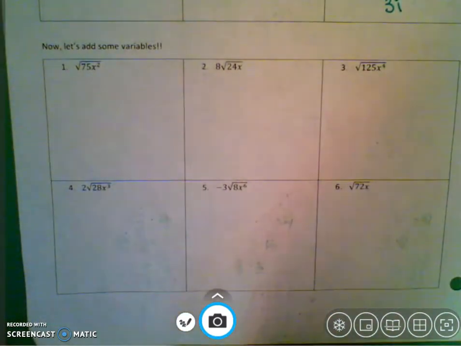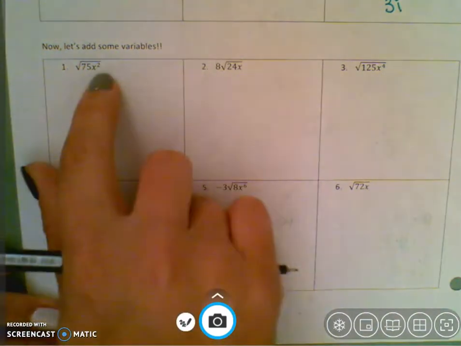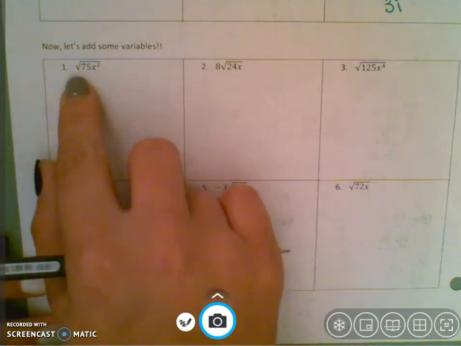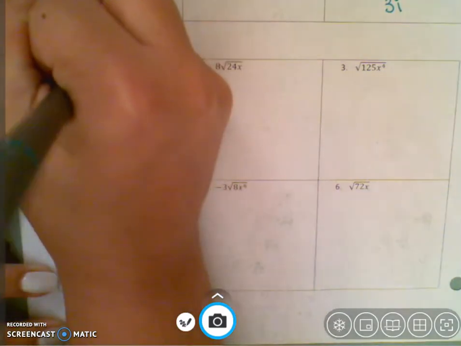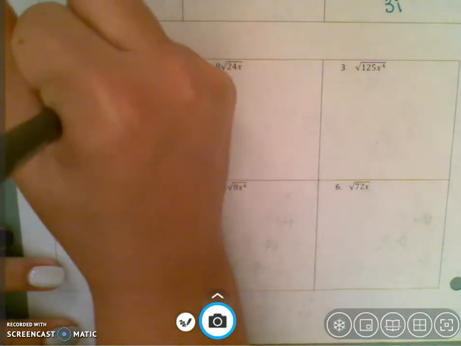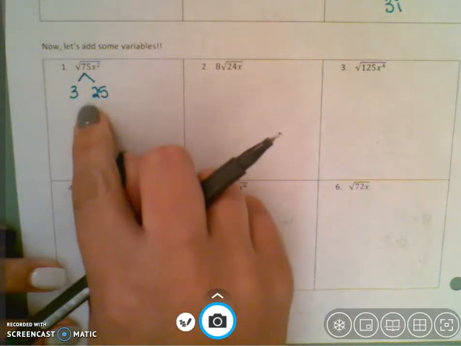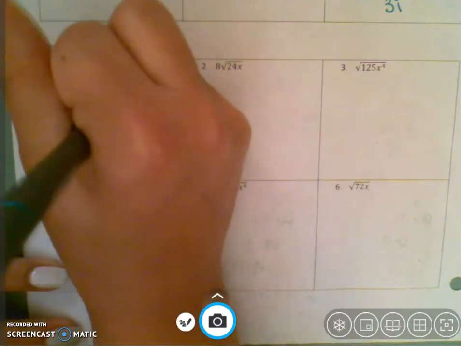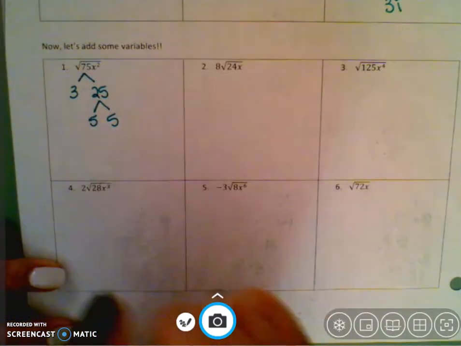Okay, so now it says let's add some variables. So we're going to do it the same way, and we're going to ignore the little square root of x squared till later. But let's just do the 75 first. So 75, we did on the other side as 5 times 15. This time, though, I'm going to do 3 and 25 because it makes me think of money. So 3 times 25, 3 can't break down, but 25 can. So 5 times 5.